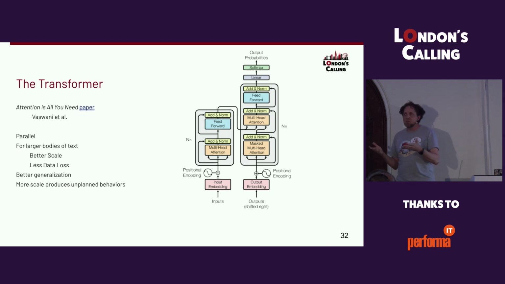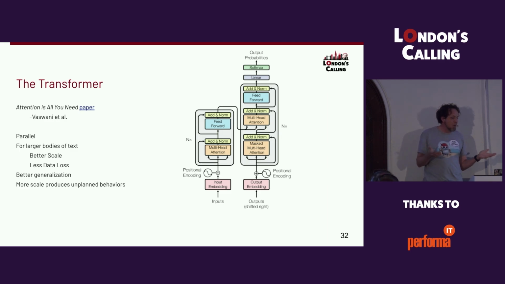And what happened was that it had these certain advantages over the previous architectures. So one big thing is it could do parallel processing of the input. Recurrent neural networks are doing one iteration at a time for each word. So that was very problematic from a performance standpoint where you have a large body of text. Also, that gave better scale. There's also less data loss for that. And then what they found is it generalized very well.